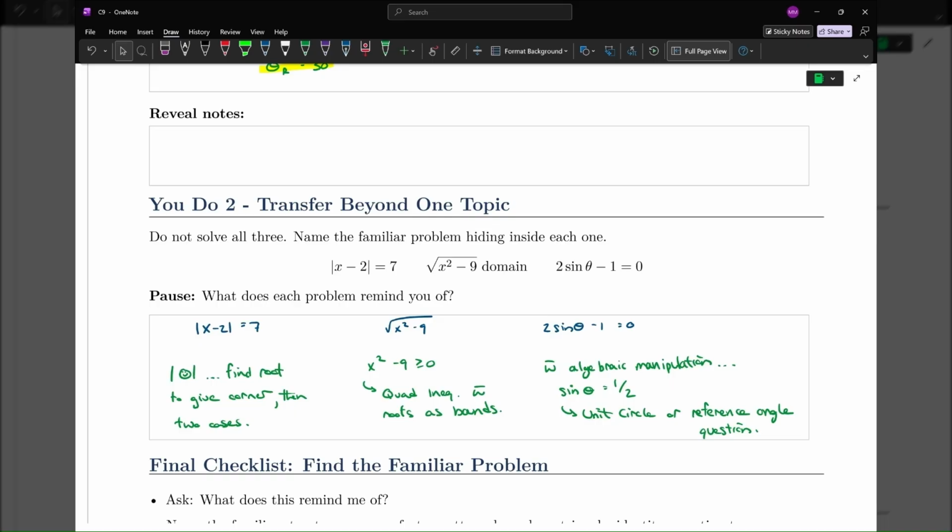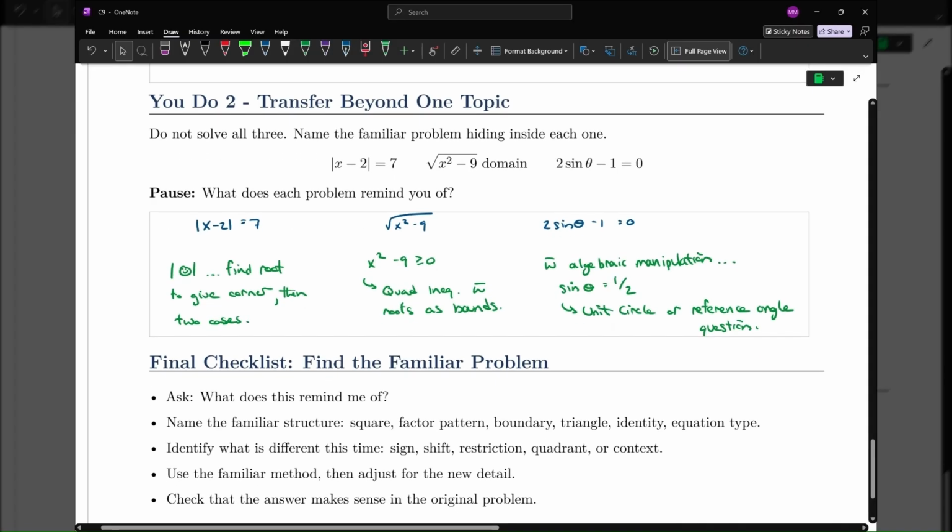And then finally, that trig question looks big, but if you isolate the sine theta with just simple algebra, you get sine theta equals 1/2, which then becomes a reference angle unit circle question. So again, not solving them, but kind of identifying those familiar structures within potentially unfamiliar questions.